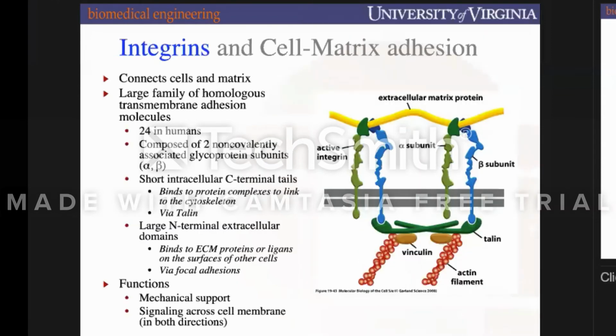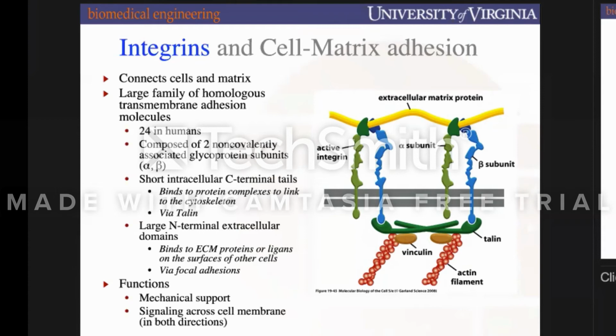Integrins, as I mentioned before, are the receptors for the ECM that cells have. Typically we have two units that make up an integrin receptor for ECM: an alpha subunit and a beta subunit. We have 18 alpha units and 8 beta units, and the different combinations that have been recognized lead to 24 different types of integrins.